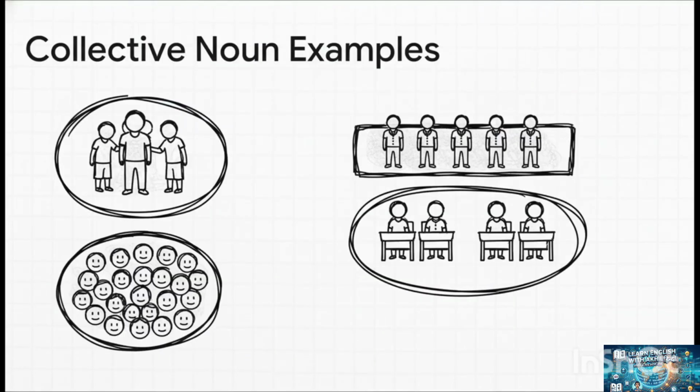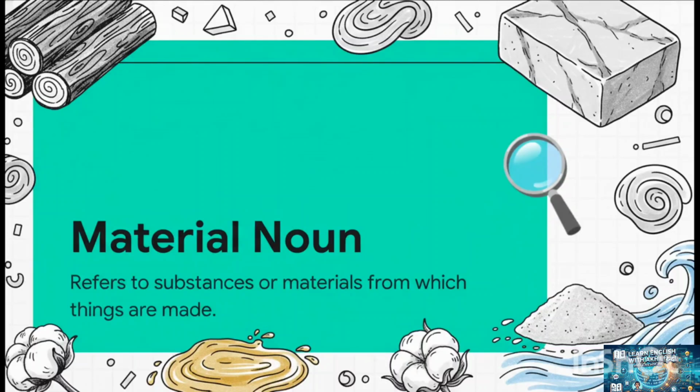I mean, think about it. A team is a group of players. An army is a group of soldiers. A class is a group of students. Each of those words instantly brings the image of a whole group to your mind, all with one super efficient noun. Next up are material nouns.